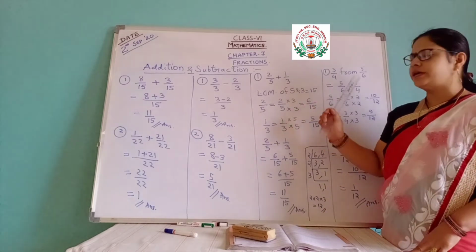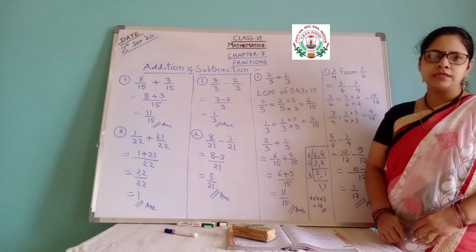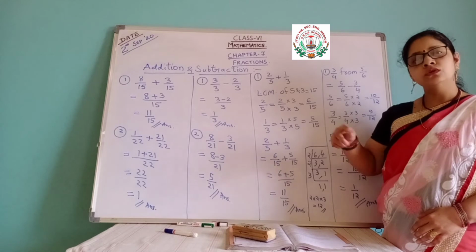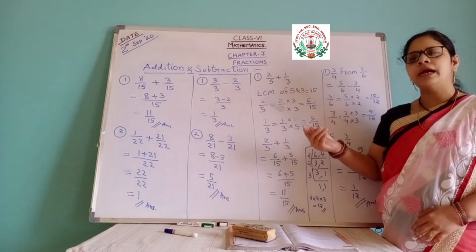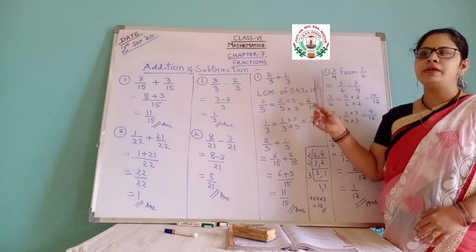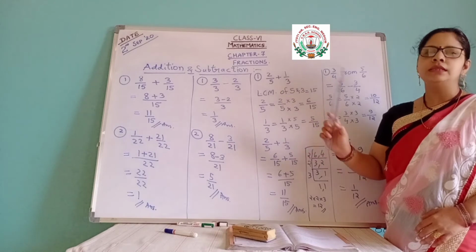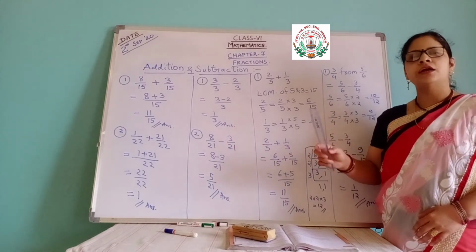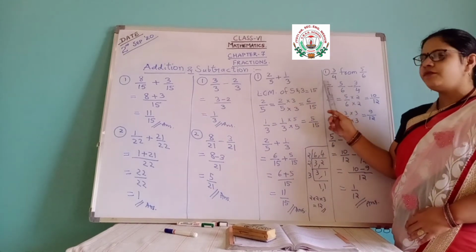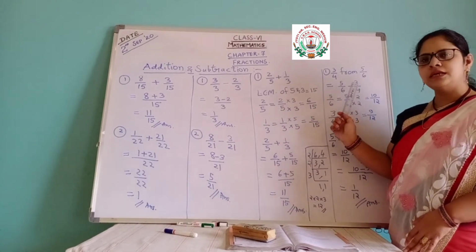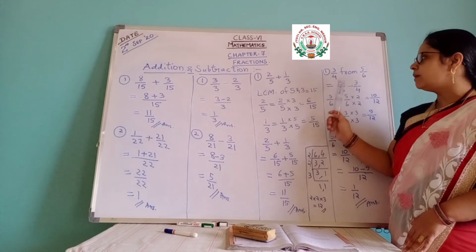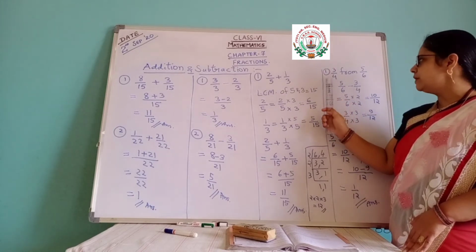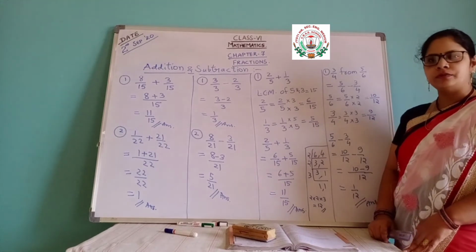Now for the subtraction. If subtraction is written as one number from another number, from means that number will be written at the first position. Then the minus sign will come and then the first number will be written at the second position. Like 3 by 4 from 5 by 6. So this 5 by 6 will come at the first position. Then the minus sign will come and then 3 by 4 will come at the second position.